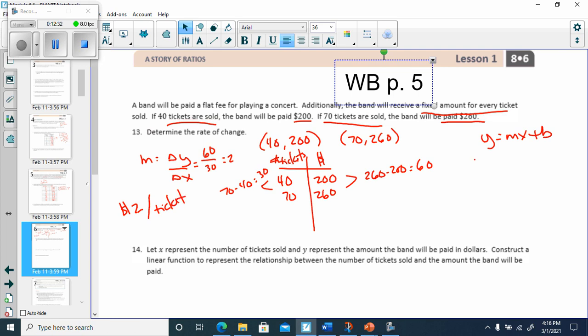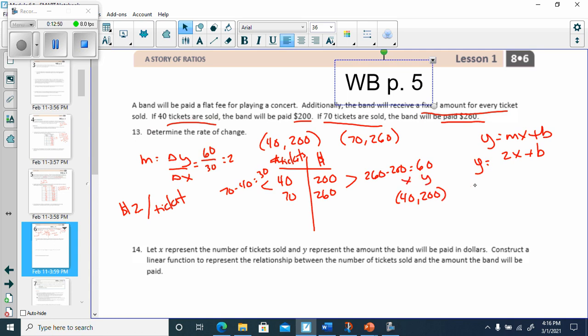So we put that in as our rate of change. Y is equal to 2x plus b. But I don't have b. How do I get the b? How do I get what the band's going to get as a flat fee? Plug in a point. What if we take this 40 and 200, or the other, doesn't matter.